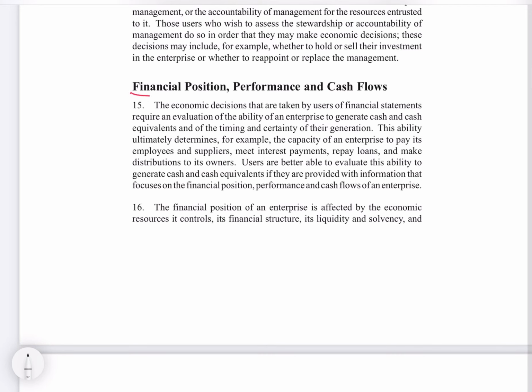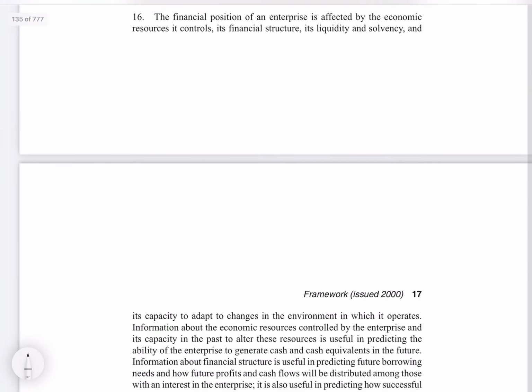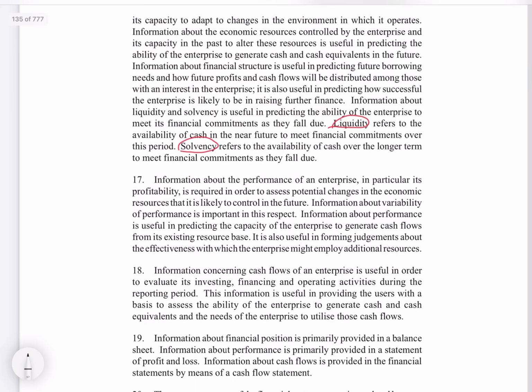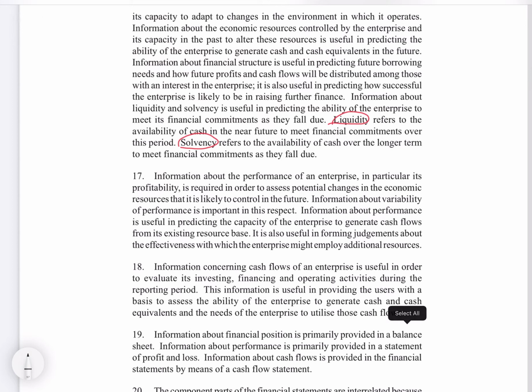If you see, financial position you get through the balance sheet, performance you get from the P&L, and cash flow is the cash flow statement you will be preparing, and notes to accounts are the supplementary information, which will be additional information to all these three. Okay. So these all will always help you to understand the liquidity and solvency of the company.